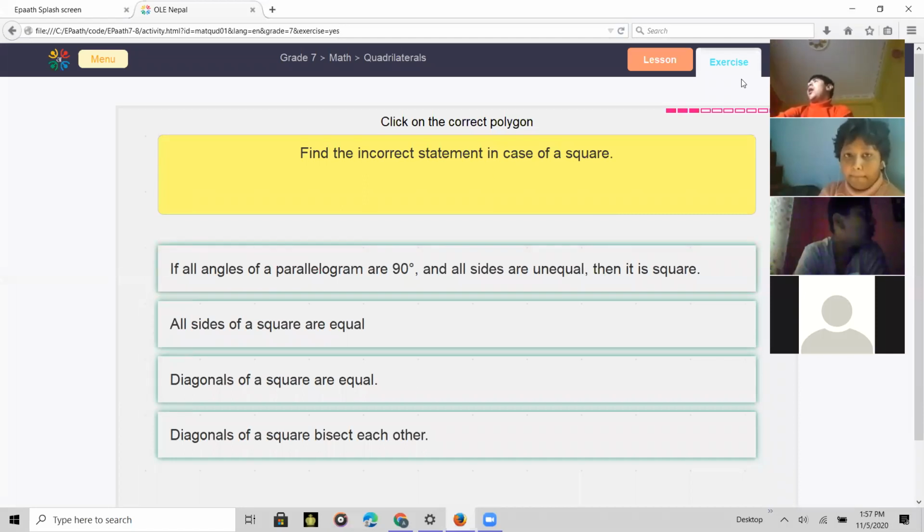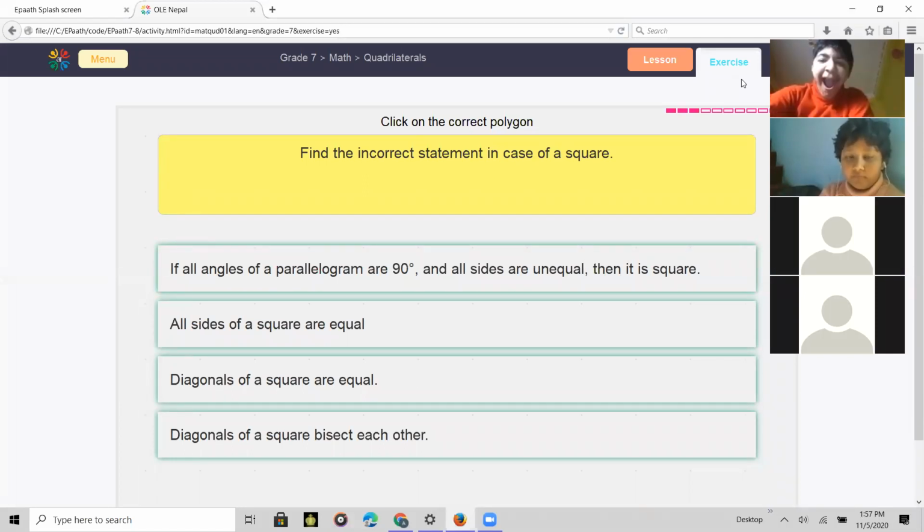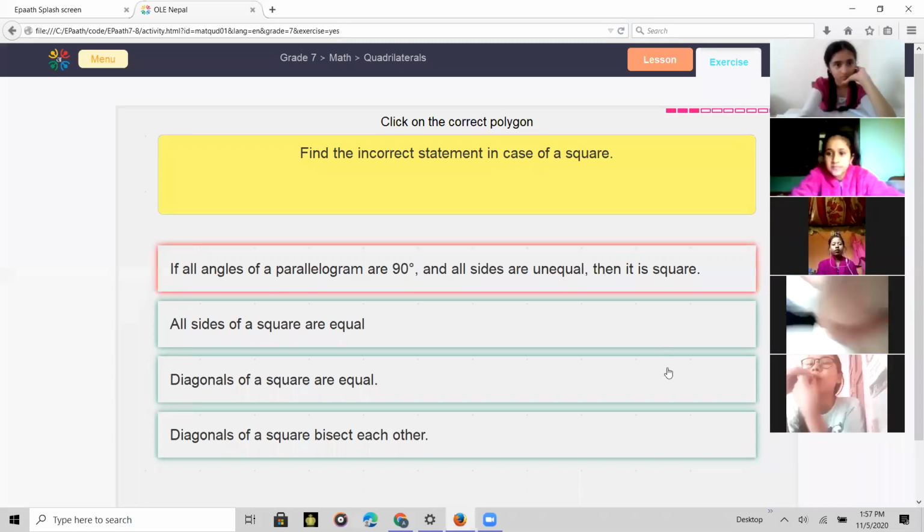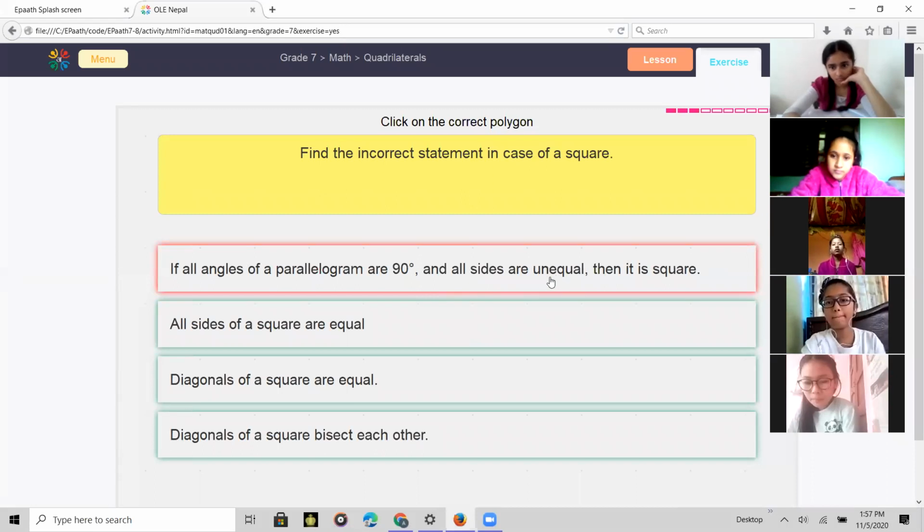Please stop. I hope all of you will open your camera and participate nicely. So here are some statements. If all angles of a parallelogram are 90 degrees and all sides are unequal, meaning not equal, then it is a square. If not equal, then how can it be? False. No, no. We have already learned about the properties of the square. So by the properties, we know that this statement is not correct. This is the incorrect one.